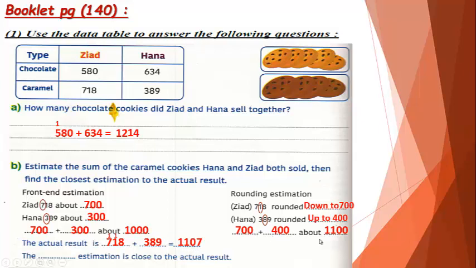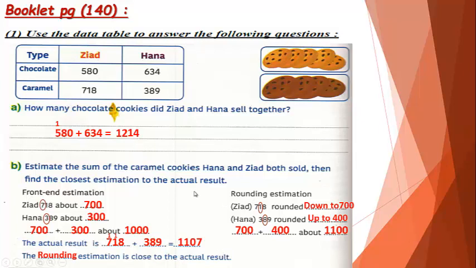Let's look at the two estimated results here. This is 1,000 and this is 1,100. Which one of these is closer to the actual result? Of course, the 1,100. And here it's 1,107, so this is closer to the actual result. So which way is closer, the rounding estimation or the front end estimation? Of course, the rounding estimation is closer to the actual result.